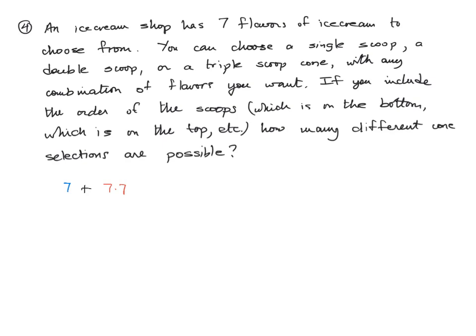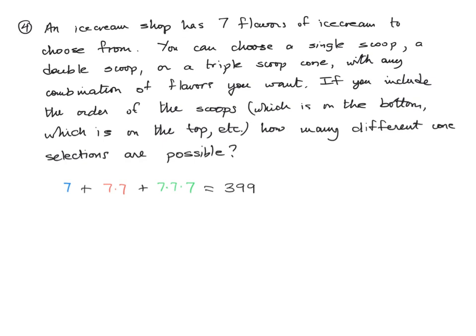Now I got to restart again and say, what if I decided to do triple scoop instead? So plus again. And now, well, for the bottom scoop, I would have 7 choices. Times, for the middle scoop, I would have 7 choices. Times, for the top scoop, I would have 7 choices. And that ultimately will be our answer. And we end up with 399 possibilities.